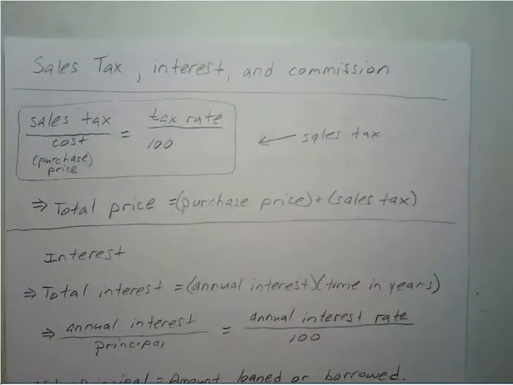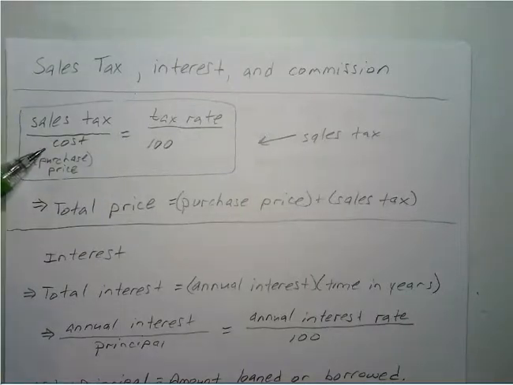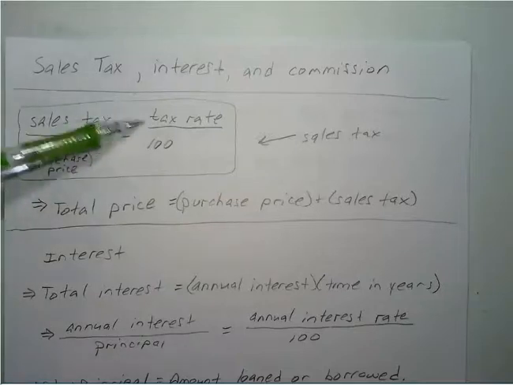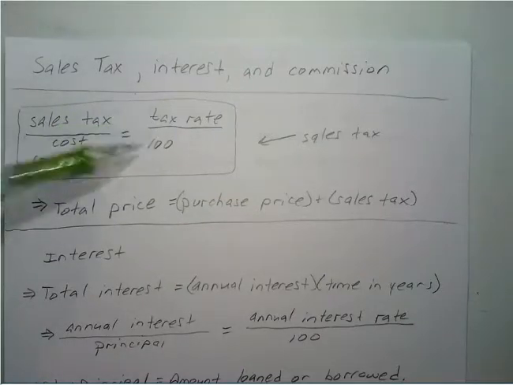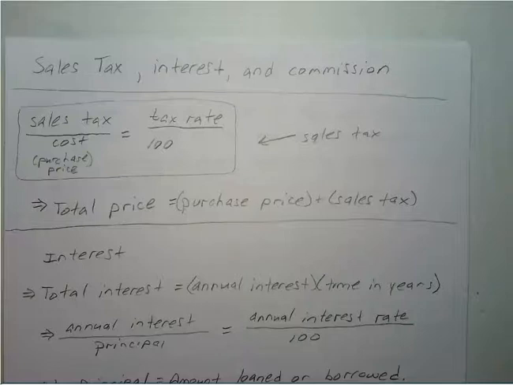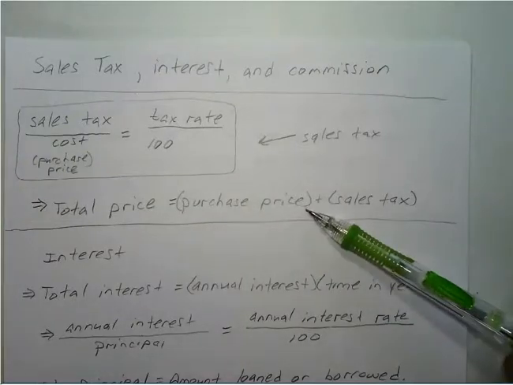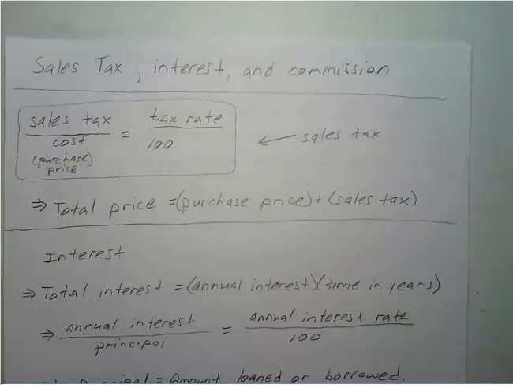to sales tax, interest, and commission. Again, we're using the same format, but these are just formulas to help you solve the problems. Okay, so you have your sales tax divided by your cost. Your cost is sometimes called your purchase price, which equals the tax rate, sales tax rate over 100. Okay, and to find the total price, you want to add your purchase price plus your sales tax amount.